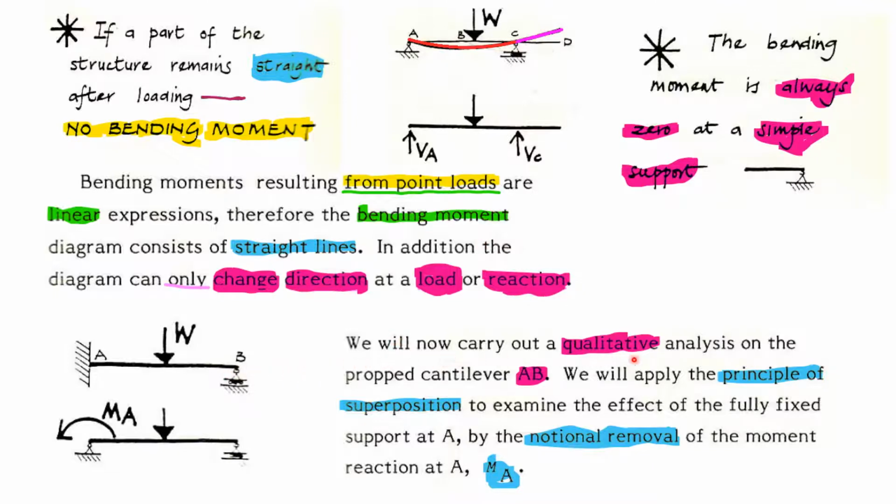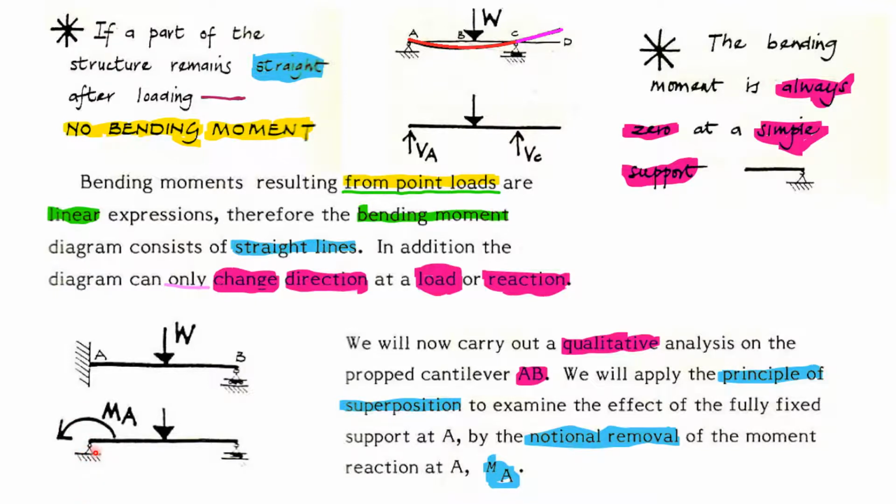We will carry out a qualitative analysis of a propped cantilever. This is a propped cantilever structure. We will apply the principle of superposition to examine the effect of the fully fixed support at A, by notional removal of the moment reaction at A. For example, this is a fixed support, so I want to release this moment and apply it as an external load. We will apply this MA, considering this as a simple support.